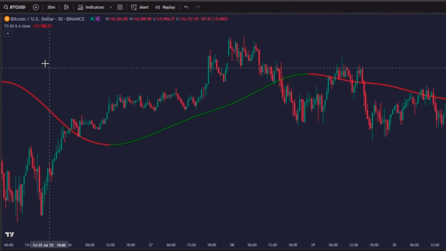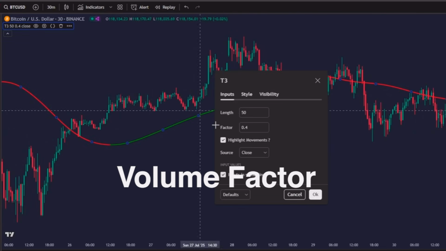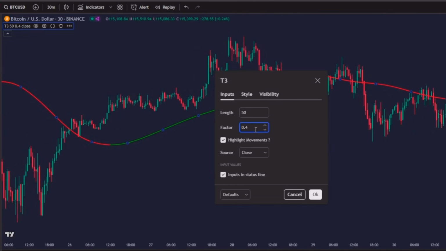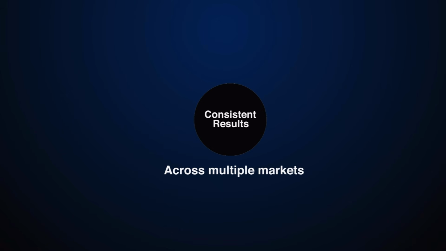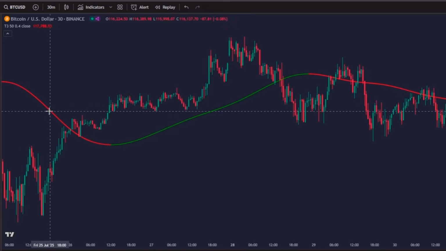Another thing that makes the T3 unique is the volume factor, a setting that lets you control how aggressively it reacts to price changes. In this case, I'm using a length of 50 and a factor of 0.4. A combination that gave me the most consistent results across multiple markets. Here's how it looks on the chart.